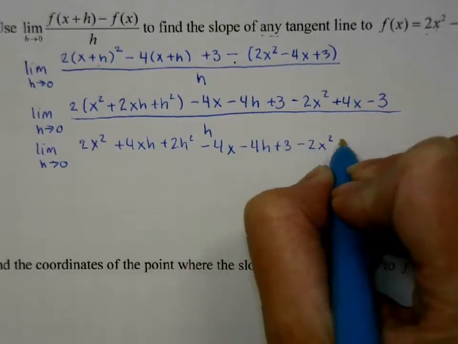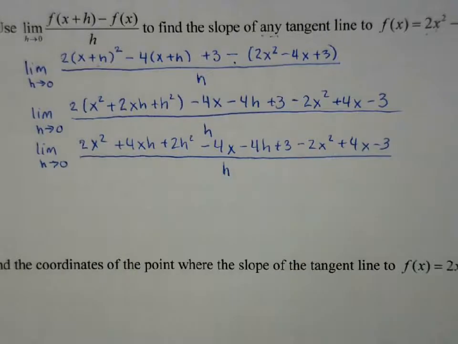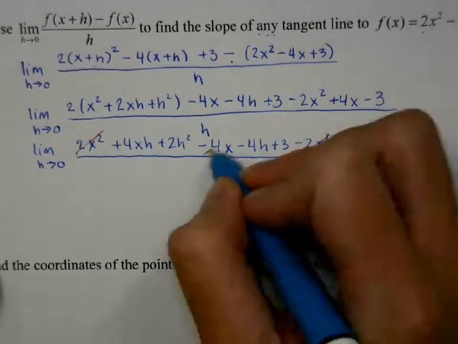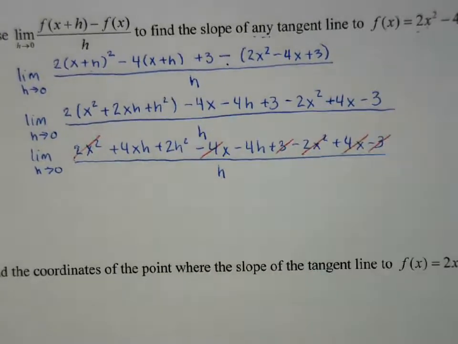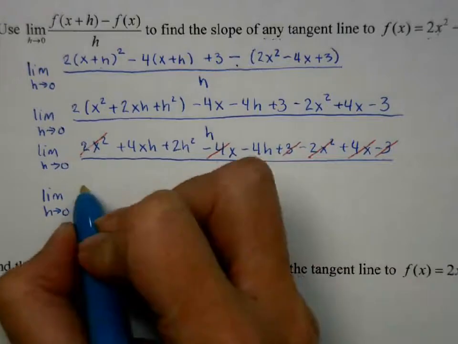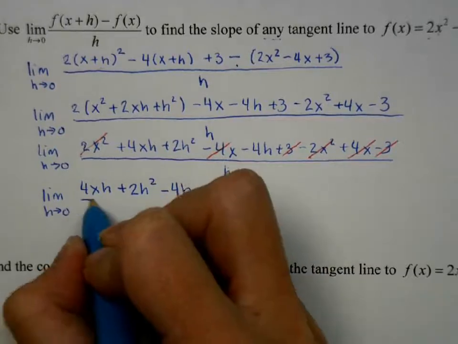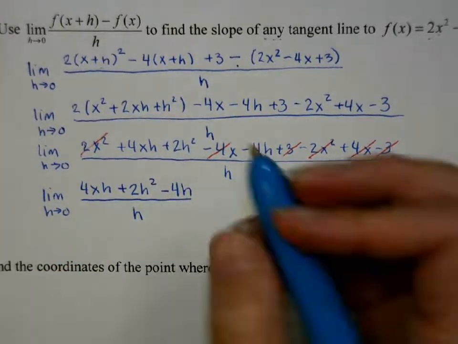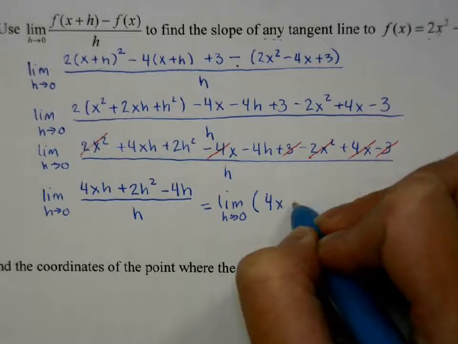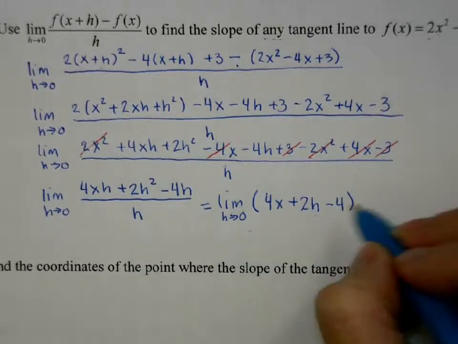Okay, now we'll cross some stuff off. So the 2x squared cancel, the minus 4x, and the 3's cancel. So we're left with 4xh plus 2h squared minus 4h all over h. Everything contains an h. So we can now divide by h. And we're left with 4x plus 2h minus 4. As h goes to 0, that's going to be 4x plus 2 times 0 minus 4, which is just 4x minus 4. So this is the slope at any point.